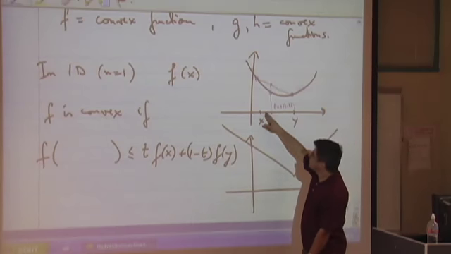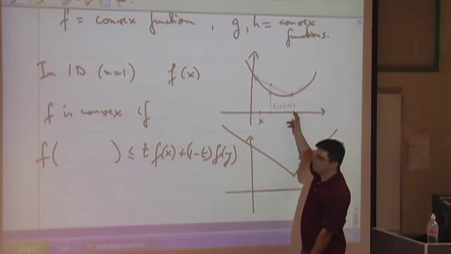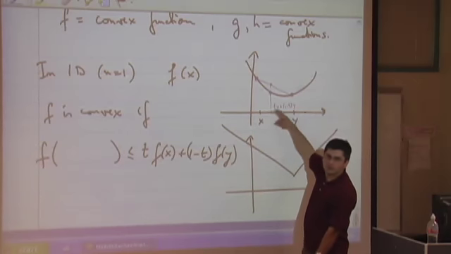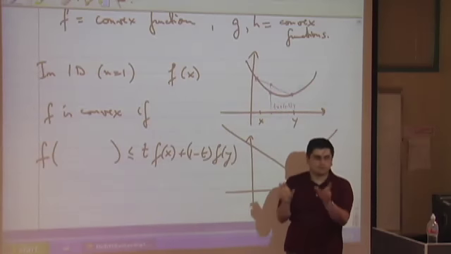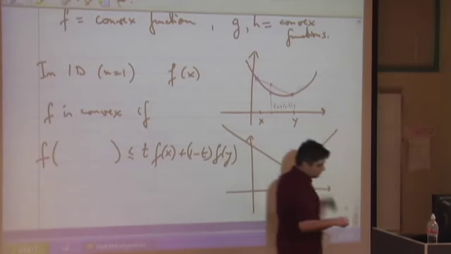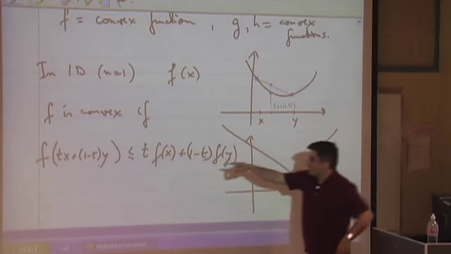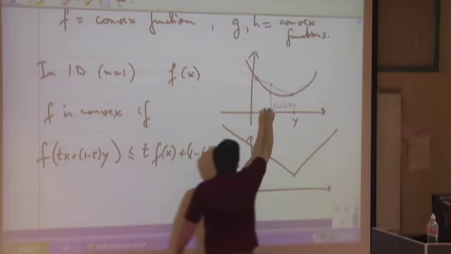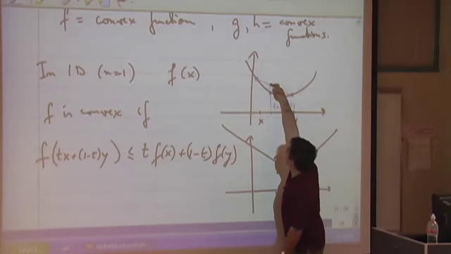What's a point that's a third of the way from x to y? Then it would be 1/3 x plus 2/3 y, right? So in general, it's that value. So the value of the function at that point, t x plus 1 minus t y, f at that point resides below the value that would be at this point.